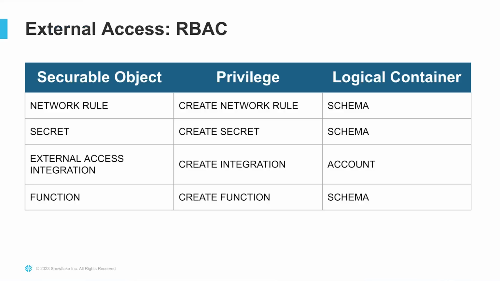As you saw in the demo, there are 4 securable objects that are needed to connect to external services: network rules, secrets, external access integrations, and user-defined functions. Each of these objects are covered by privileges that can be controlled separately. Let's go through the same example again, but with multiple roles this time.